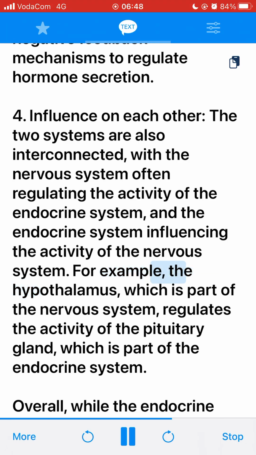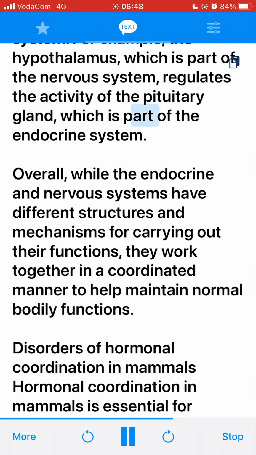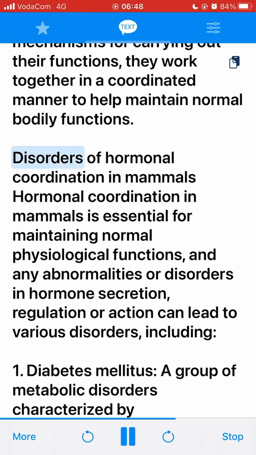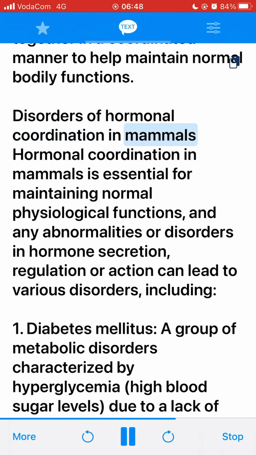For example, the hypothalamus, which is part of the nervous system, regulates the activity of the pituitary gland, which is part of the endocrine system. Overall, while the endocrine and nervous systems have different structures and mechanisms for carrying out their functions, they work together in a coordinated manner to help maintain normal bodily functions. Disorders of hormonal coordination in mammals.